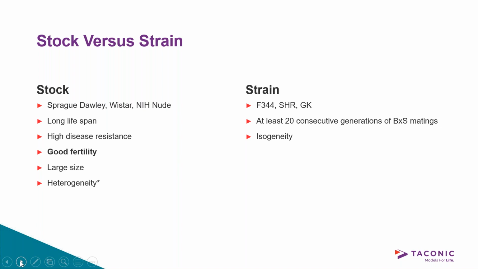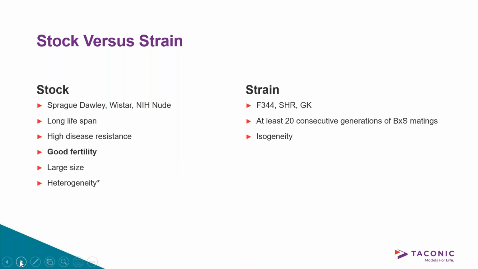Stocks are also usually larger in size than our inbred strains. And then heterogeneity: even though we are keeping them outbred, they're more heterogeneous than, say, an inbred strain, but they're still not going to be as genetically diverse as, say, the human population is.